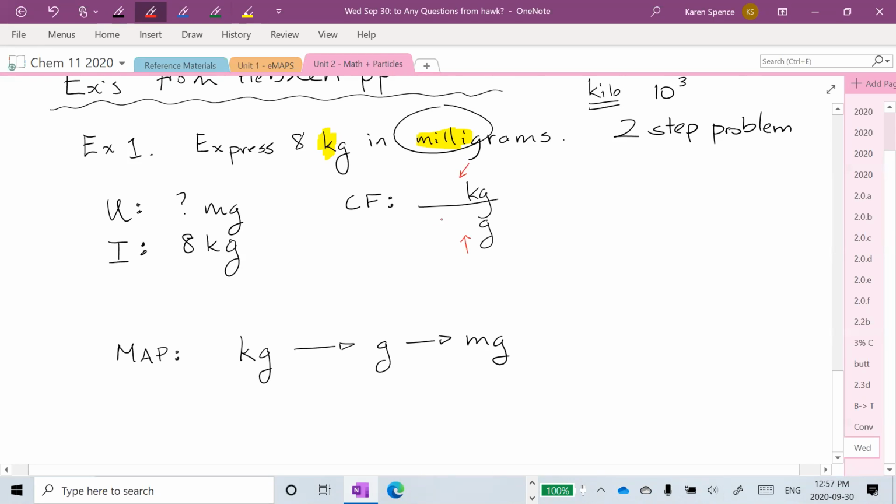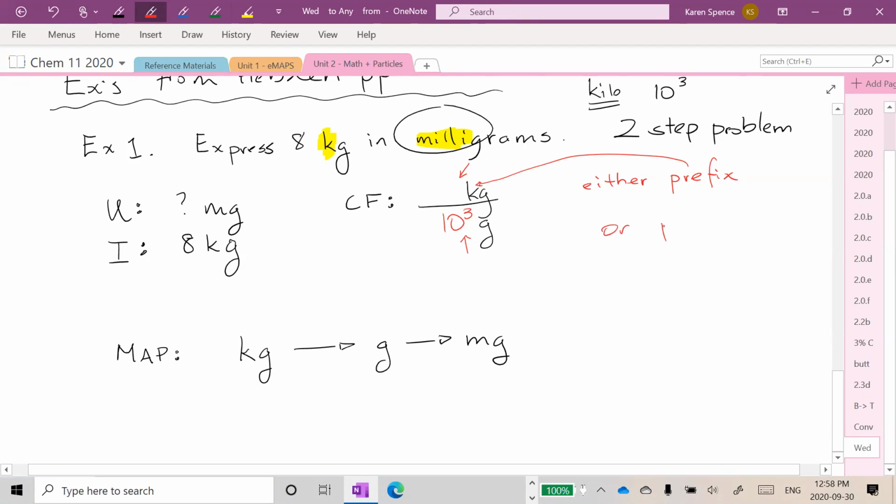Yeah, it has to go on the bottom, because remember, you either have the prefix, which is what you have up here, or you have the power of 10, which is what you have down here. So that worked out well. You don't have both the prefix and the power of 10 in the same place. So that's excellent. We have one conversion factor.